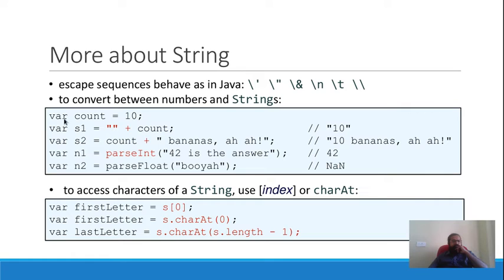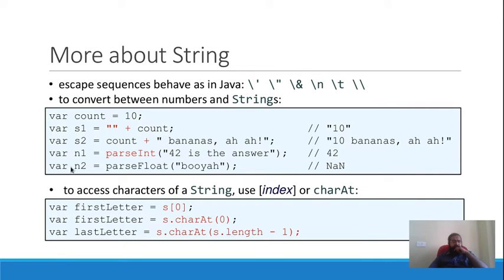Say for example, here we have a variable count is equal to 10, and variable s1 is equal to an empty string plus count, whose value is 10. So the empty string can be considered as a null, and so it's a string plus 10, and 10 is converted into a string. That will be the output. And then you have variable s2 is equal to count plus " bananas are", that's a string. So count becomes a string, and you get "10 bananas are".